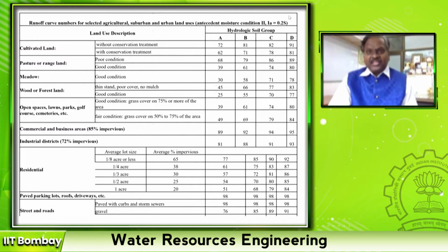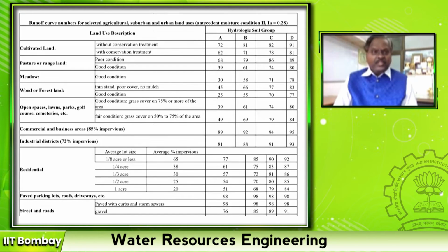The first one is soil type C, right? This is soil type C and it is written as row crops, right? There are the row crops, cultivated land. So this is cultivated land without conservation and treatment. So the curve number is 82. So I am writing it down as 82.